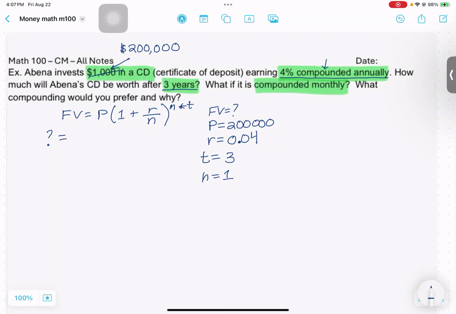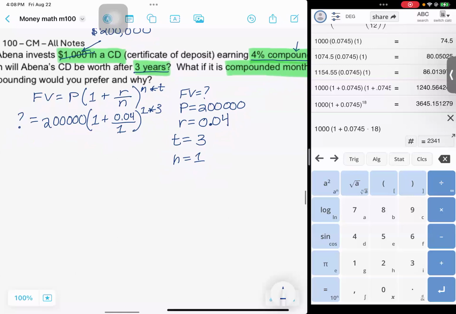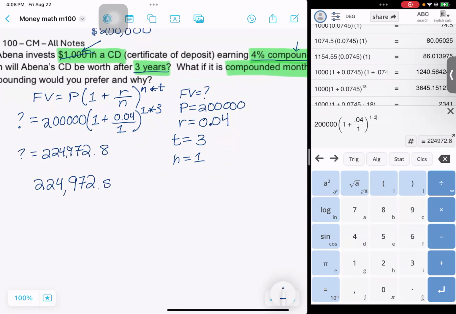So here's all these pieces. Future value, I don't know, so I'm going to put a question mark. P is 200,000 times (1 plus 0.04 over one time a year) to the 1 times 3 years. I want to be very careful plugging this into my calculator. I need 200,000 parentheses 1 plus 0.04 divided by 1, using my over arrow. Then I click in and hold that button to get an exponent of 1 times 3 years, and Abina will have $224,972.80.